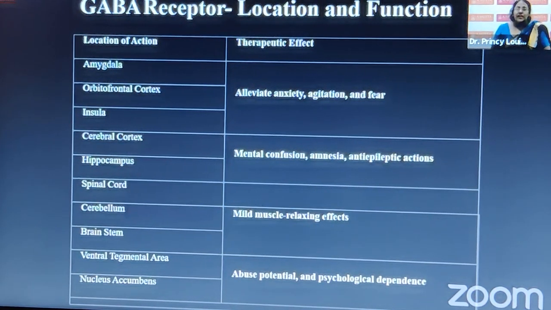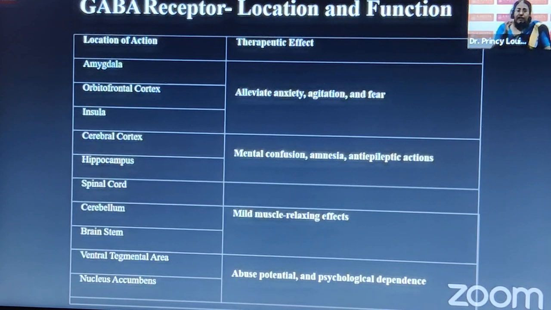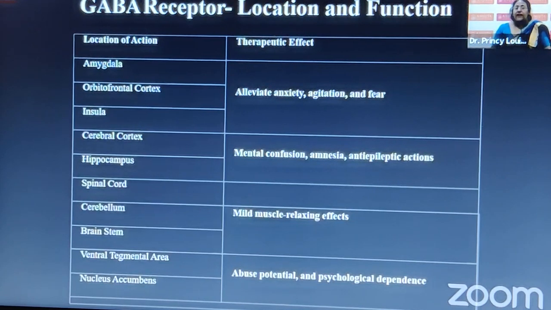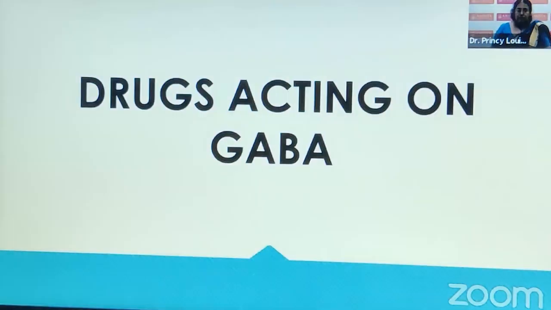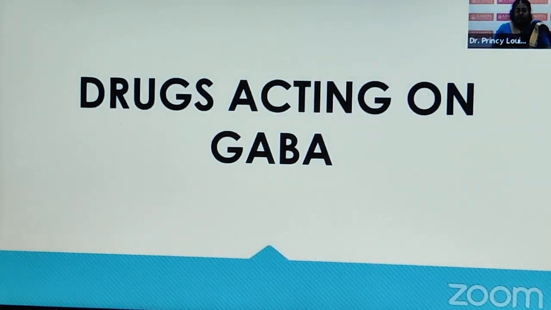Okay. Next we go to the receptors and their locations of GABA. I will just take the first point because we have no time. Alleviation of anxiety, fear, inner fear, all that is located in your amygdala and insula. That is why it brings about good alleviation of anxiety, fear, and these disorders. And if you look down at the abuse potential, where is that? It's your mesolimbic system that is required for the reward pathway, the meso-accumbens. So the ventral tegmental area and nucleus accumbens are the areas where abuse potential arises. So that was one aspect which I would like to show you that you need to know.